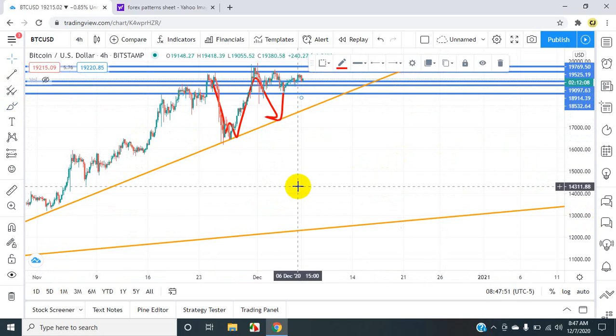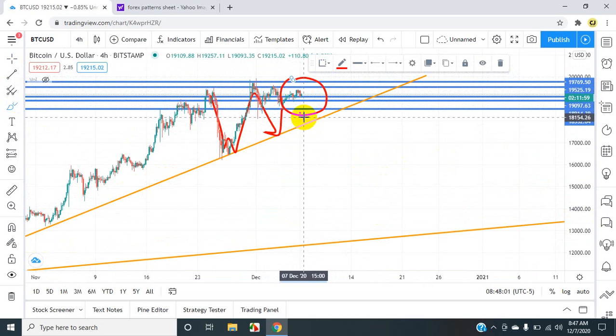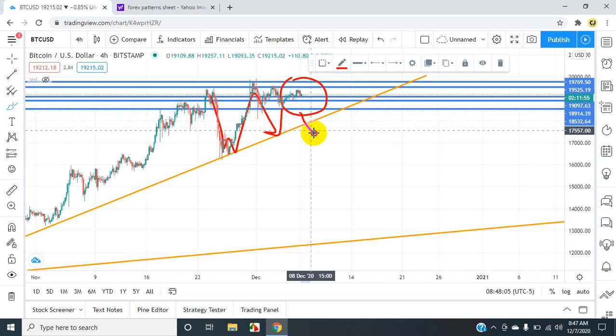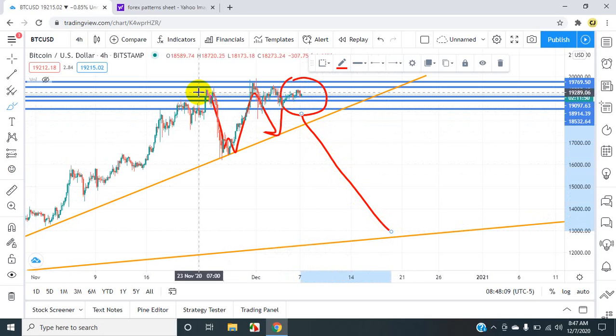We're looking for candles to break this consolidation area here, which is the blue lines. So either it's going to break above to go higher, or it's going to break below and break through this trend line to go back to the previous trend line from months and months ago.